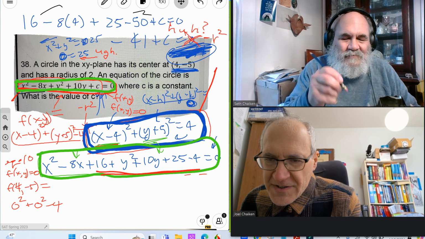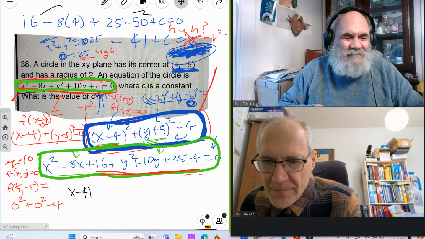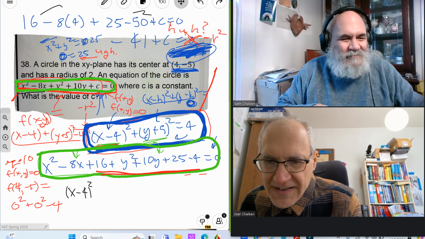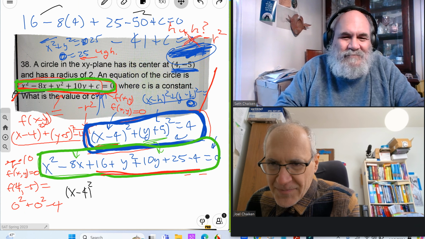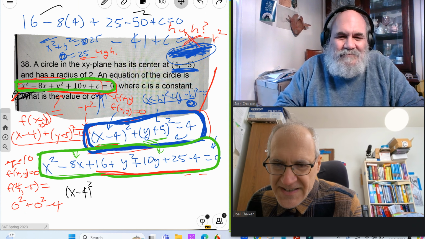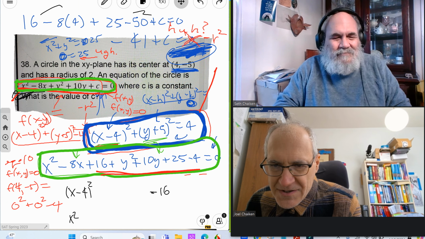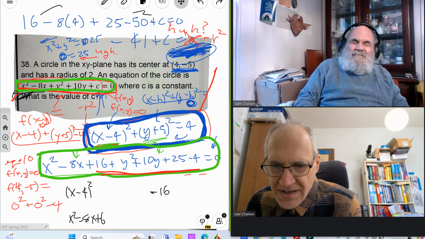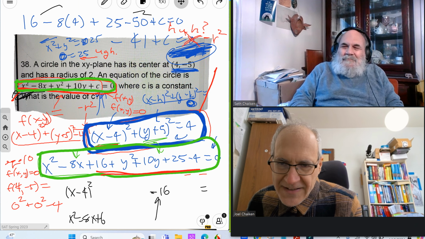Okay, to complete the square, you do x minus half of 8, which is 4, and you square that. Now, the problem here is that compared to the top equation, this adds a 16. So you better subtract a 16, because this really is x squared minus 8x plus 16. So you have to subtract a 16 in order to balance everything.